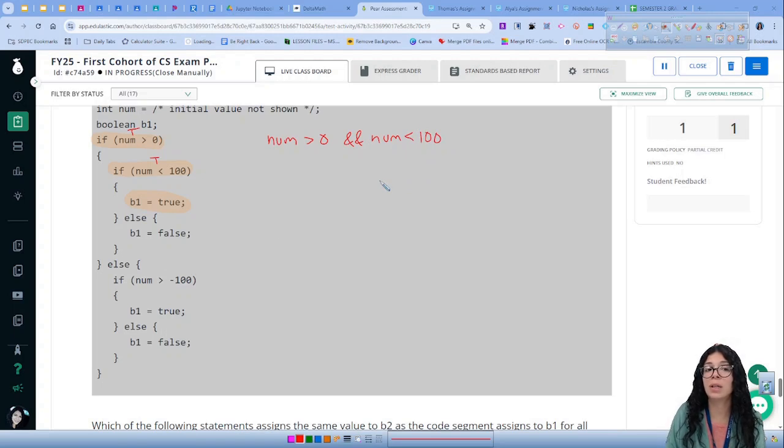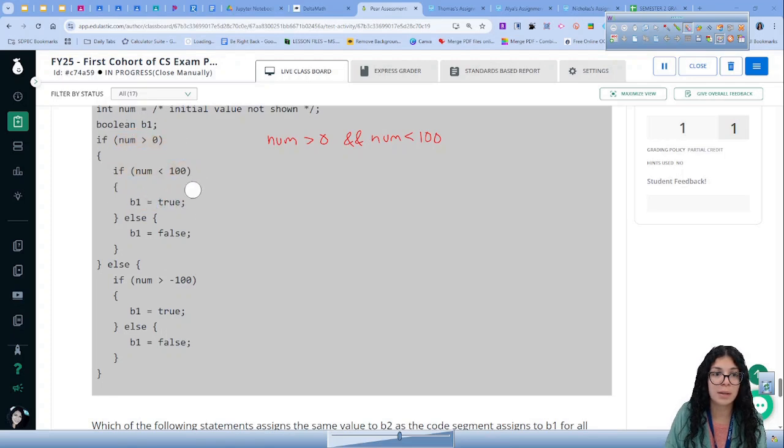Now, that's not the only condition that it'll set B1 to true. If you notice, right under this, we also have B1 being set to true here. So what condition would allow me to go into that area of the conditional? Well, this would be that we are falling into the else. Okay, the only way to get to that else is that this if was actually a false. So it's the opposite of greater than 0, which means that num is less than or equal to 0.